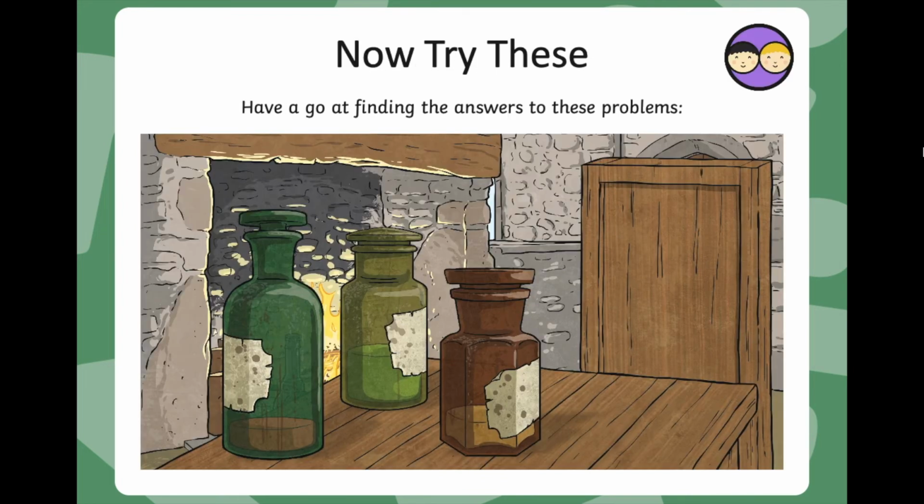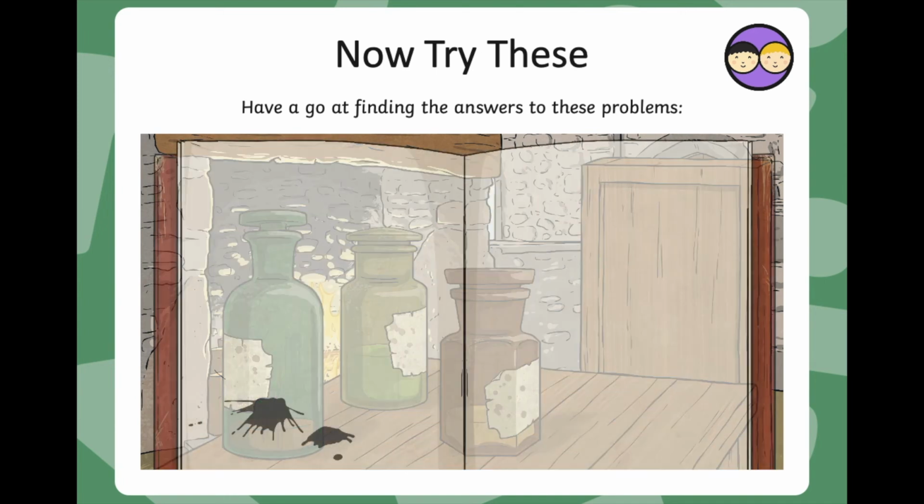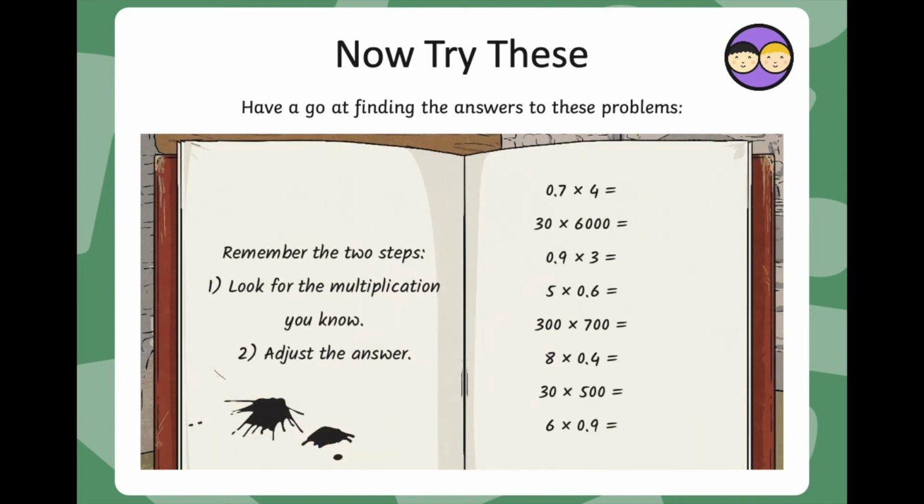Now try these. Have a go at finding the answers to these problems. Remember, step 1, look for the multiplication you know, and step 2, adjust the answer. Pause the video here and have a go at these calculations. How did you do? Let's check the answers. 0.7 times 4 is 2.8, 30 times 6,000 is 180,000, 0.9 times 3 is 2.7, 5 times 0.6 is 3.0, 300 times 700 is 210,000, 8 times 0.4 equals 3.2, 30 times 500 equals 15,000, and 6 times 0.9 is 5.4. Well done if you got all those correct.